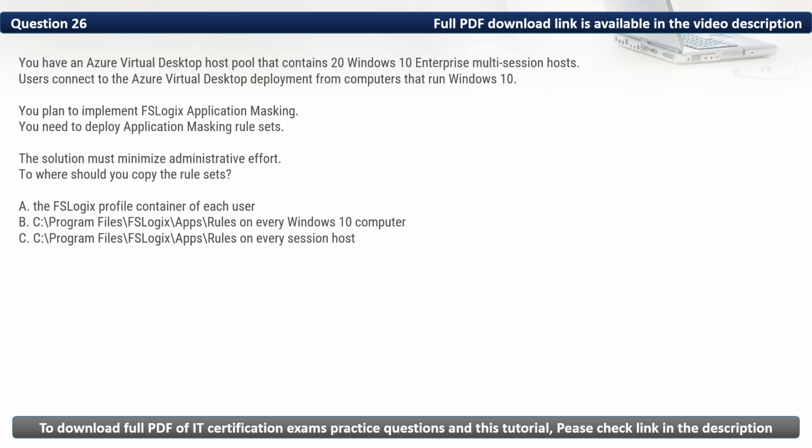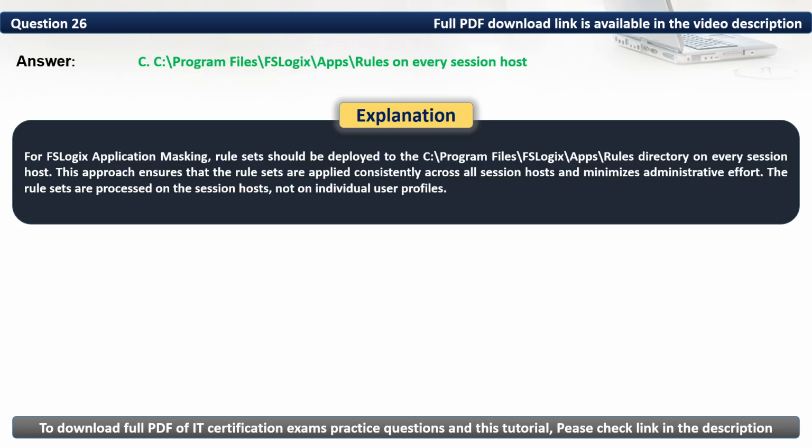Here in this question, we need to deploy application masking rule sets while minimizing administrative effort. As such, we should copy the rule sets to C:\Program Files\FSLogix\Apps\Rules on every session host. Thus, the correct option is C.